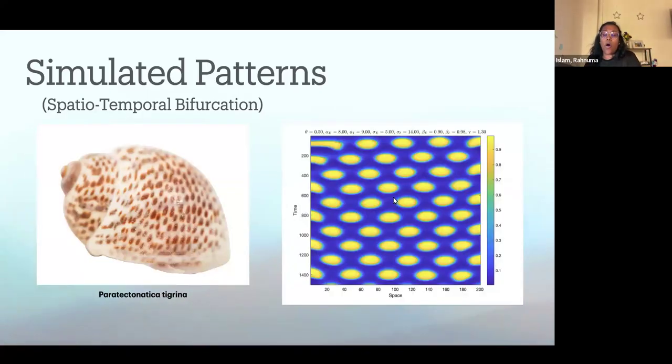Then those are the spots. This is also spatiotemporal bifurcation. Those spots occur, which kind of matches the spots that we see in the Tigrina.